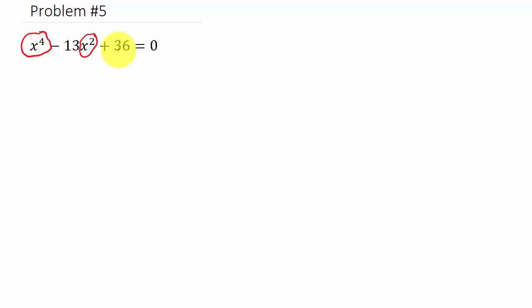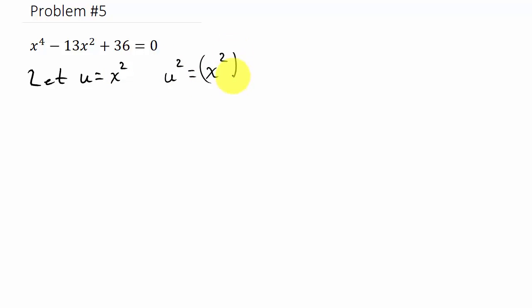Alright, so we're going to let u equal this middle term here, x squared. And so now if I square both sides here, that's u squared equals x squared squared. And so that's u squared equals, and then remember you multiply exponents, and I get the first term. Okay, so now I'm going to take this u squared here and put it in the place of x to the fourth. See, it equals x to the fourth.